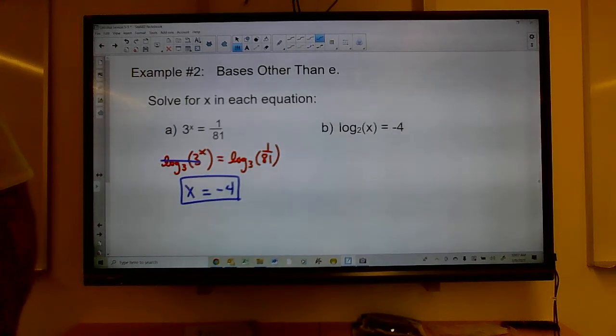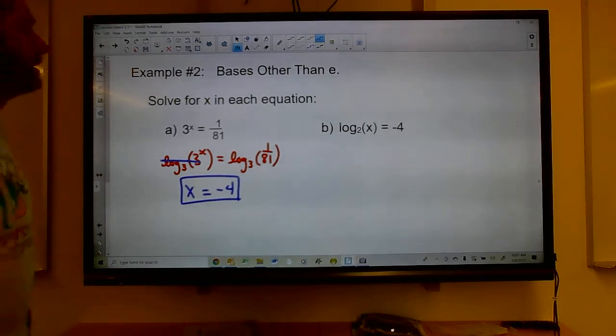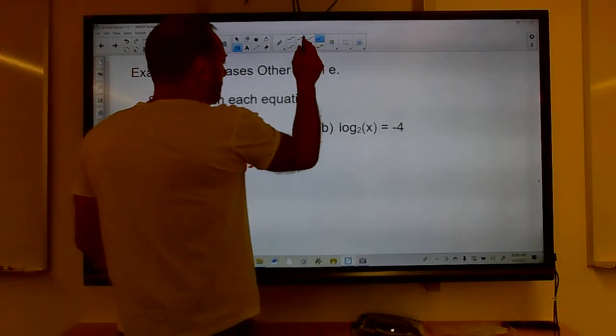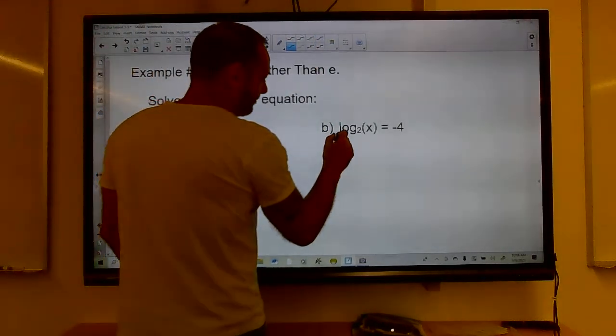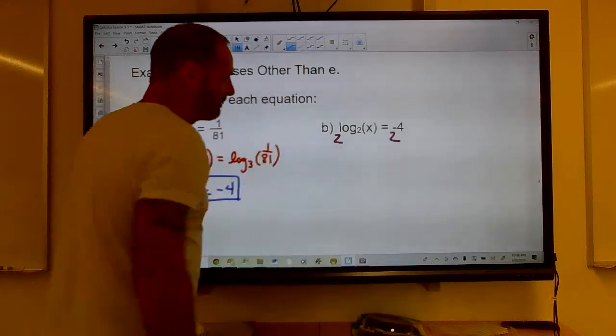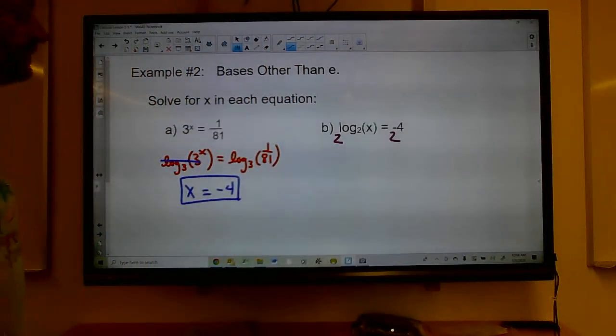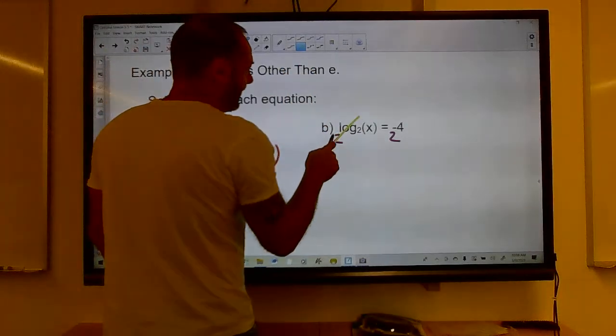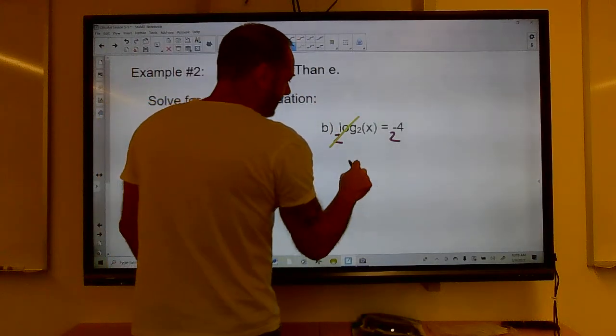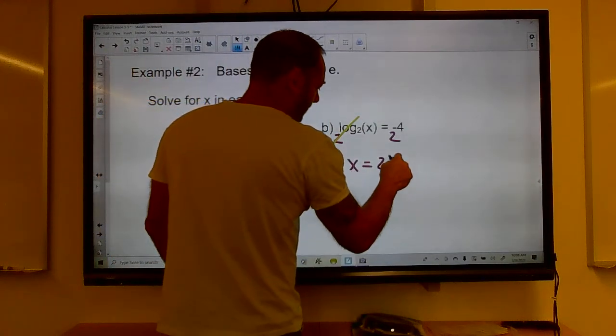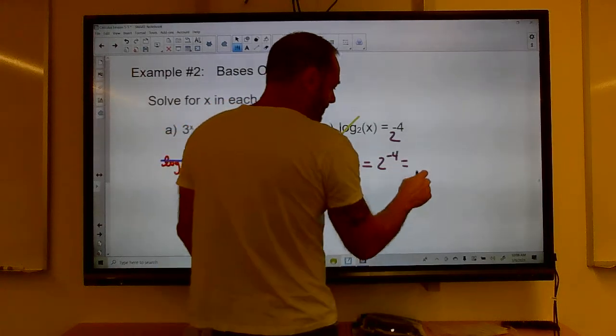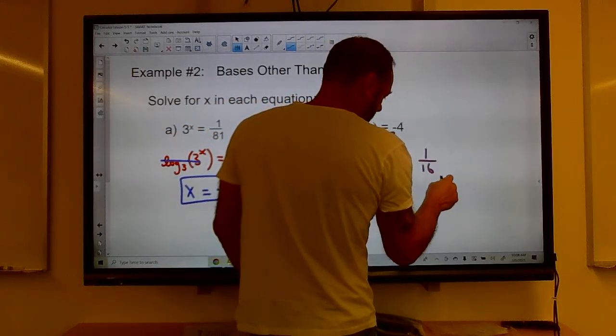Okay, the log base 2 of x is negative 4. So on this one, I want to get rid of the log base 2, so I'm going to take 2 to that power on both sides. That makes this cancel out. I get x equals 2 to the negative 4 power, which is 1 over 16.